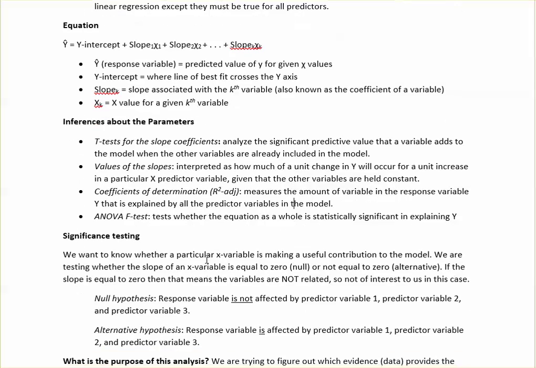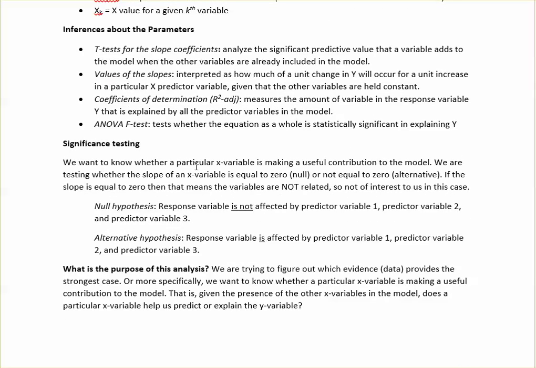So significance testing: we want to know whether a particular x variable is making a useful contribution to the model. We're testing whether the slope of an x variable is equal to 0, the null, or not equal to 0, the alternative. If the slope is equal to 0, then the variables are not related, so it's not of any interest to us. So the null hypothesis: the response variable is not affected by predictor variable 1, 2, 3, and so forth. The alternative hypothesis: the response variable is affected by predictor variable 1, 2, 3, and so forth.